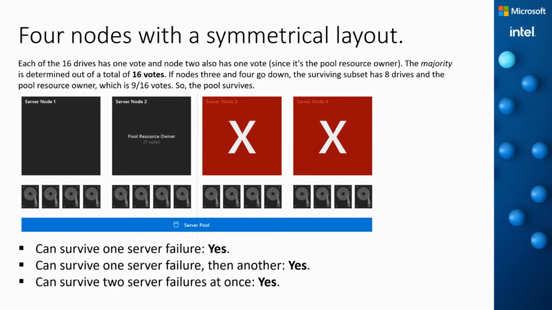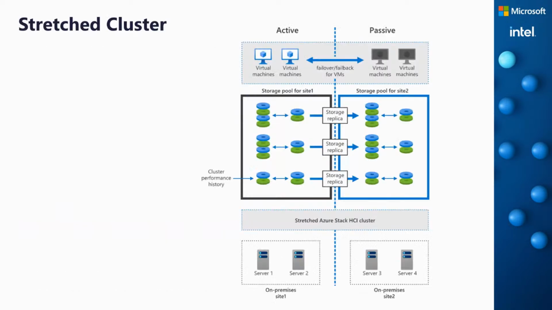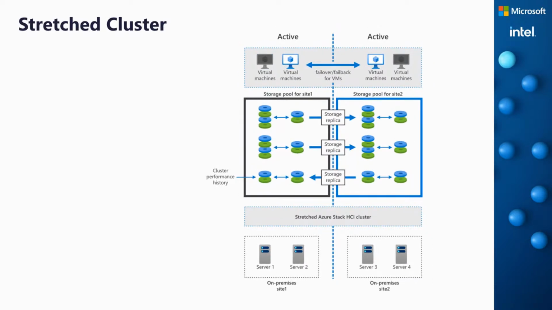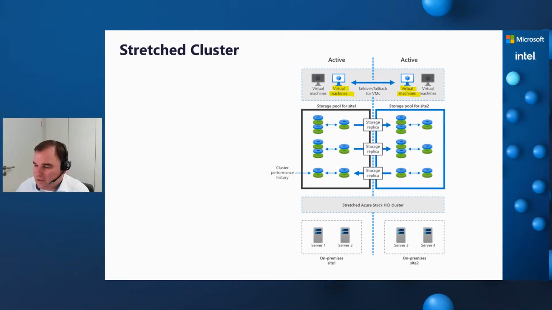We also talked a little bit about stretch clusters in Azure Stack HCI, where I explained there's an active-passive configuration or an active-active configuration. In an active-active cluster, both sides can be active. Both sides have virtual machine workload online and running. And this is what this graphic here shows. Both sides are active, both sides are running workload, and the data is distributed across the sites via storage replica.